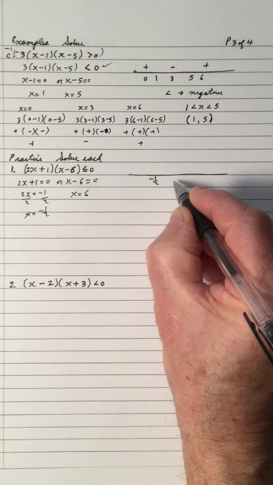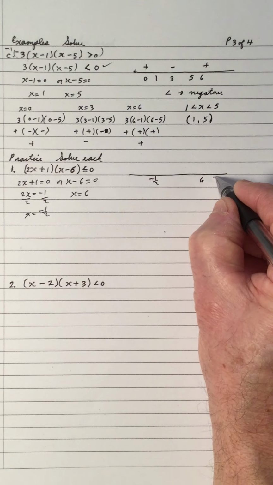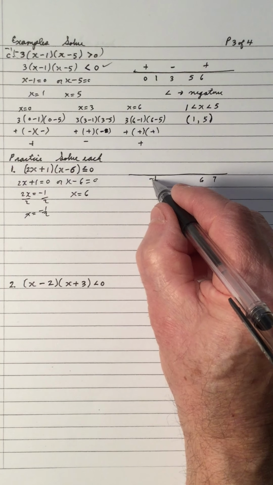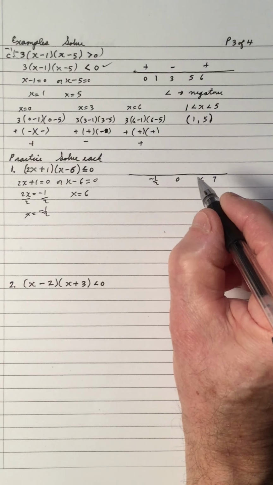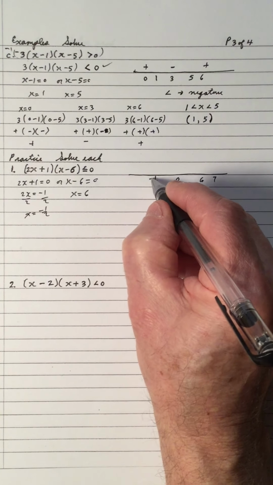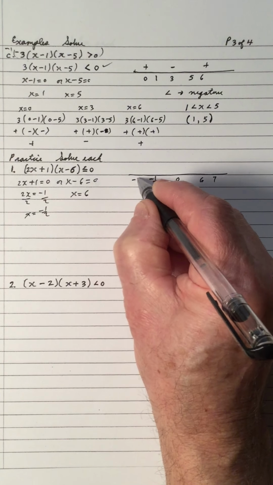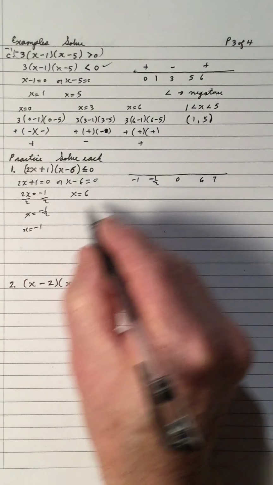So I have two numbers, negative a half right there, and 6 over here. A number greater than 6, I'm going to take a 7. A number between negative a half and 6, I'm going to take a 0. I always try to take a 0 if I can. It's easier to plug in a 0. And less than negative a half would be negative 1. So let's deal with the negative 1 first.